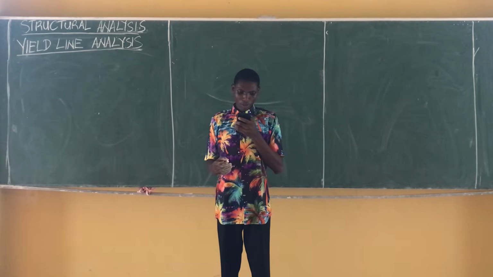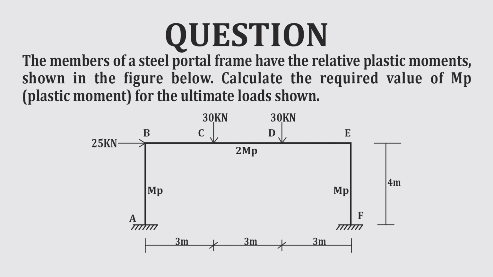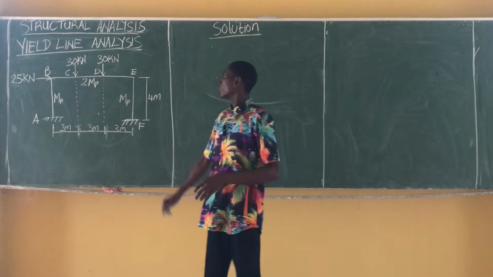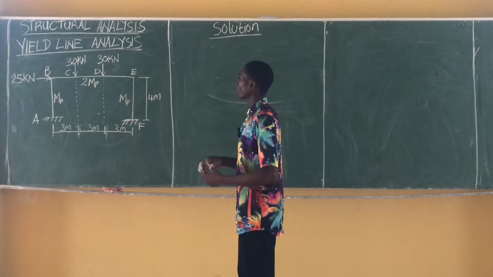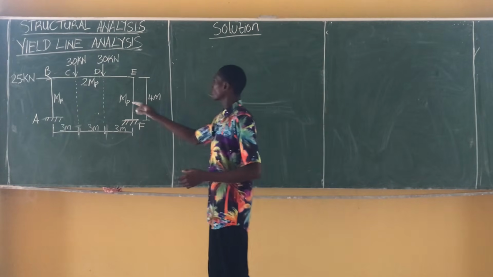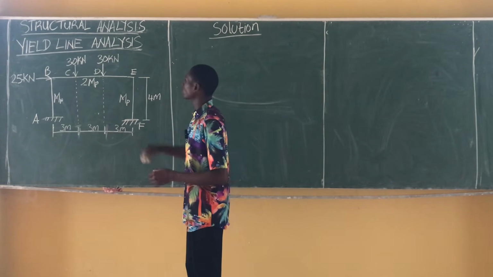The question says the members of a steel portal frame have the relative plastic moment shown in the figure below. Calculate the required value of MP, which is plastic moment, for the ultimate loads shown. Okay, now this is our given diagram. So we are asked to determine the plastic moment.